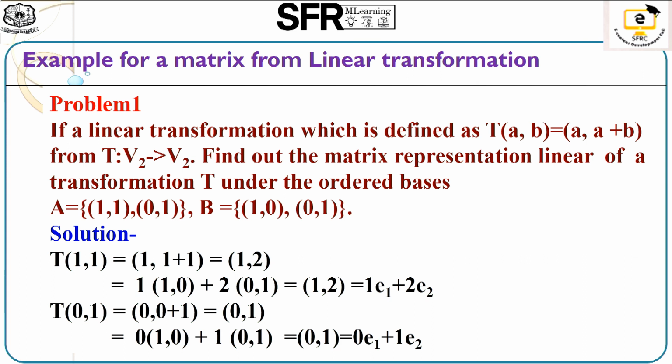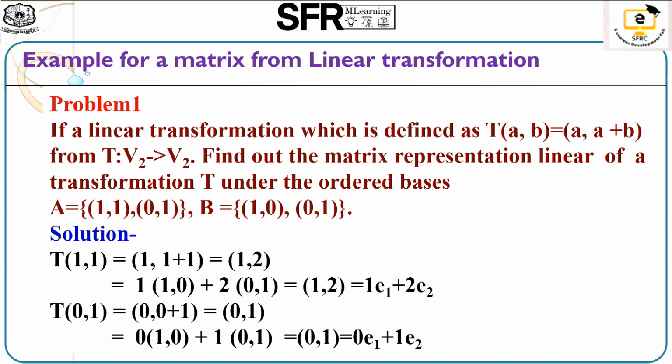Here the transformation is a function from R2 to R2, so the dimension of R2 is 2. So we take the transformation T of (1, 1). Here we put the values using T of (a, b), with a equal to 1 and b equal to 1. Substituting into T of (a, b), the first value is a, which is 1, and the second value is a plus b, which is 1 plus 1 equal to 2. We get T of (1, 1) equal to (1, 2).